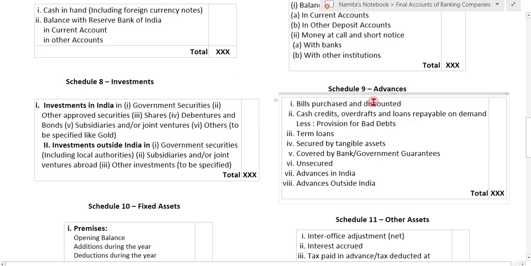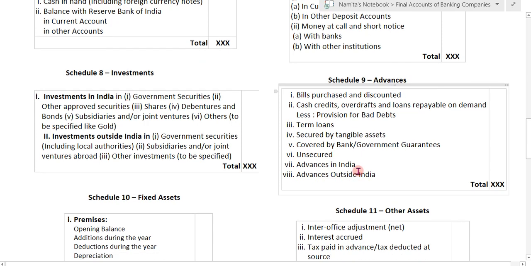So in schedule number 9, the items recorded are bills purchased and discounted, cash credit, overdraft, and loans repayable on demand. If there is any adjustment related to cash credit, overdraft, or loan repayable on demand, it is to be deducted from this value. Then term loans, secured by tangible assets, unsecured, advances in India and advances outside India are recorded in schedule number 9.